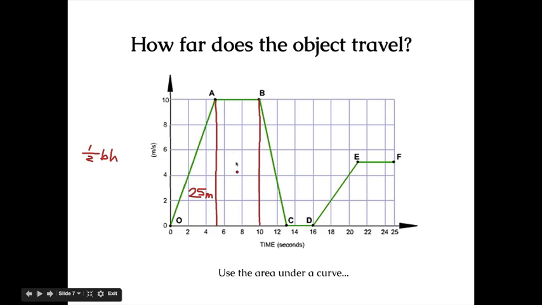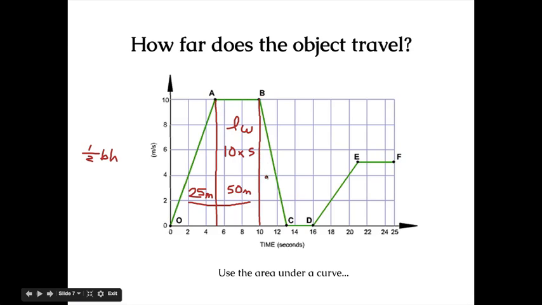Well, we can continue doing this over here. Now this is a rectangle, so this is just going to be length times width, as the formula for the area of a rectangle is length times width. So in this case, the length is 10 and the width is 5. So from point A to point B, the bus traveled 50 meters. So from point 0 to point B, the bus has traveled a total of 75 meters: 25 meters from point 0 to point A, and 50 meters from point A to point B.